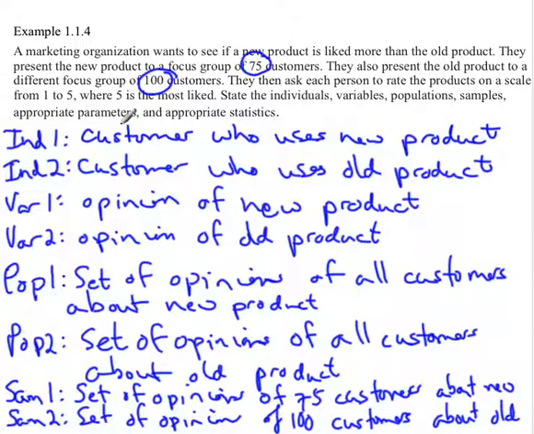The last thing we might want to look at is the parameters and statistics that you might be looking at. Since you're looking at opinions, most likely you would be looking at proportion, the proportion of people who rated the product a 5, 4, 3, 2, and 1. So that's usually what you would do, and you'd have a proportion for the population and a proportion for each sample. And that's it for coming up with populations and samples.